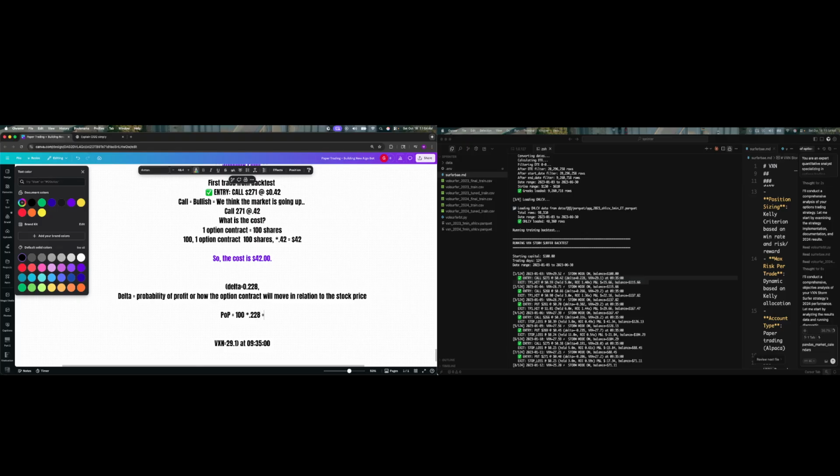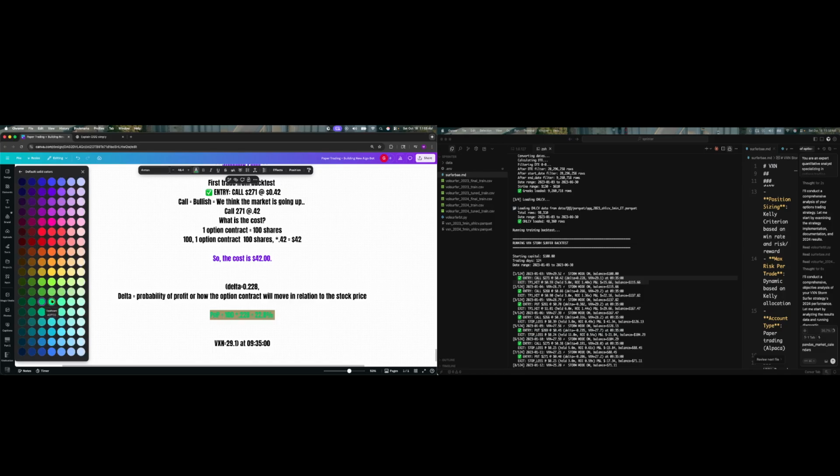0.228 equals 22.8%. Or for those that are real fancy, you just take this little decimal place right here and move it 1, 2, same answer. So our probability of profit is, let's see, there we go.